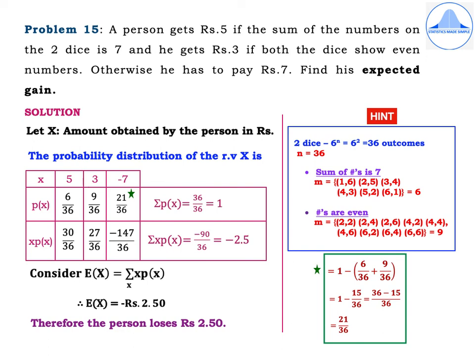Next, let us calculate X P of X. The values are 30 by 36, 27 by 36 and minus 147 by 36, which gives summation x p of x equal to minus 90 by 36, that is equal to minus 2.5. Consider the expectation of x formula, which is E of x equal to summation over x p of x. From the above table, we get expectation of x is equal to minus rupees 2.50. So in other words, the person loses rupees 2 and 50 paise.